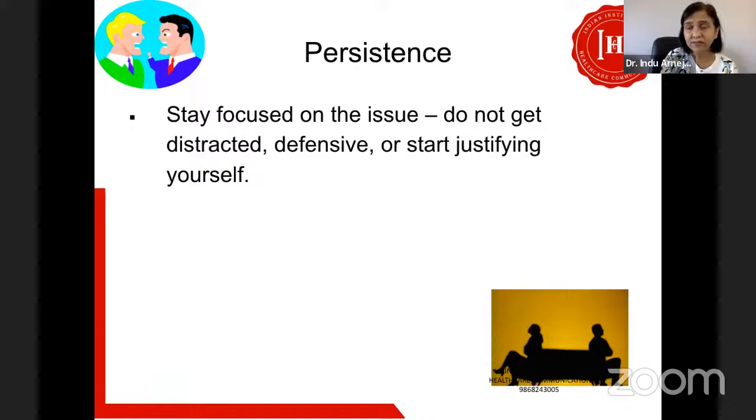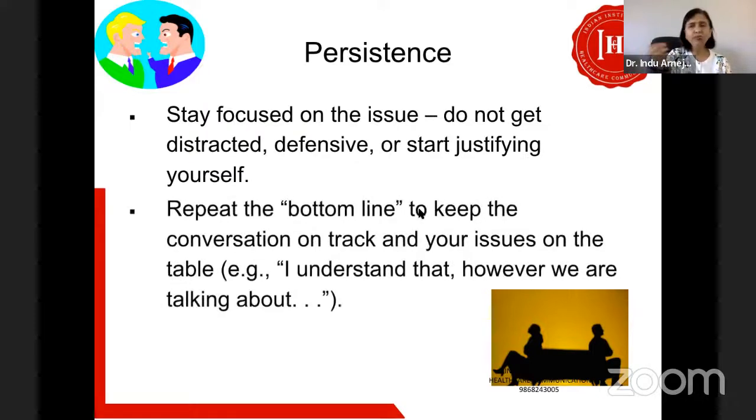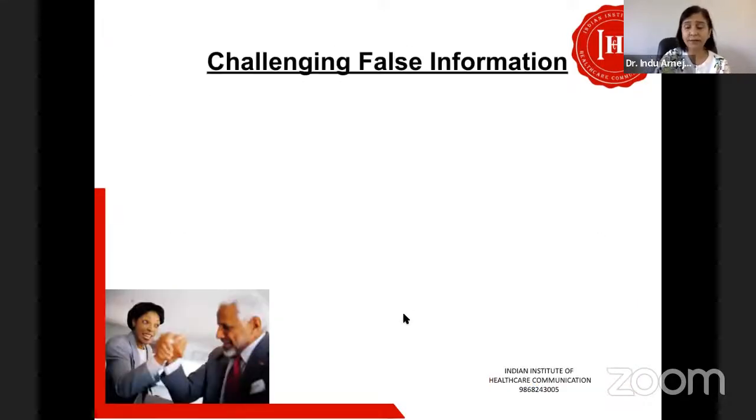A lot of time people will try to play games with you and try to overwhelm you with emotions. But that's where your persistence will come, and you need to repeat the bottom line to keep the conversation on track, where you say, I completely understand your concern, but however, this is what is in my hand, this is what I can offer you. So you are persisting on your point, and that's another way of asserting.